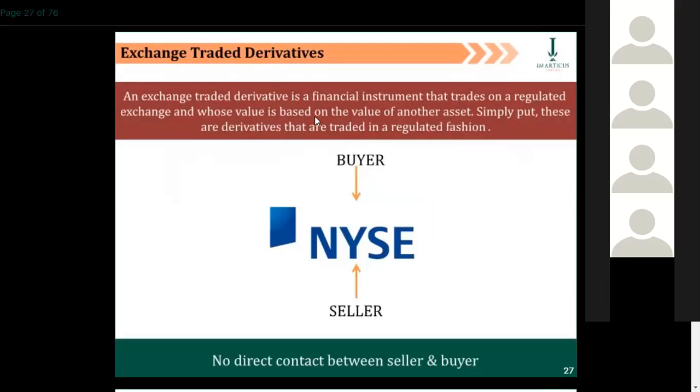An exchange traded derivative is a financial instrument that trades on a regulated exchange and whose value is based on the value of another asset. Simply put, these are derivatives that are traded in a regulated fashion. So derivative as a meaning is the same, be it exchange traded derivative or OTC. For both kinds of derivative, in OTC or in the exchange market, the definition would not change. It is only the way the contracts are done that changes a little bit in the two different markets.